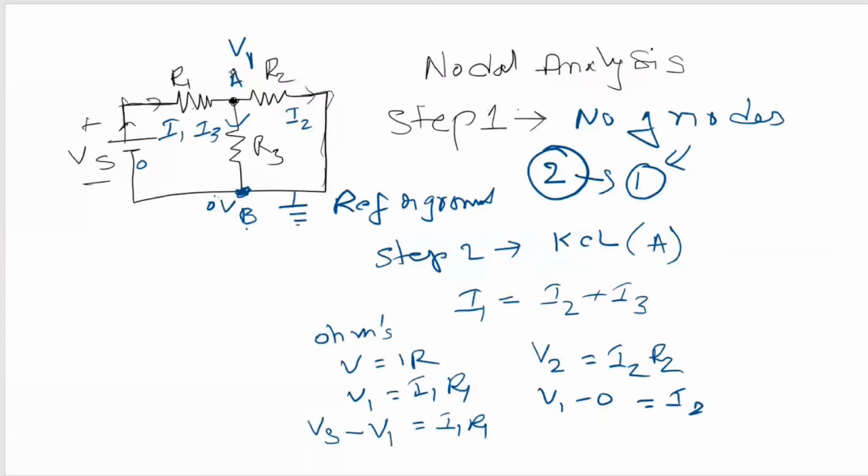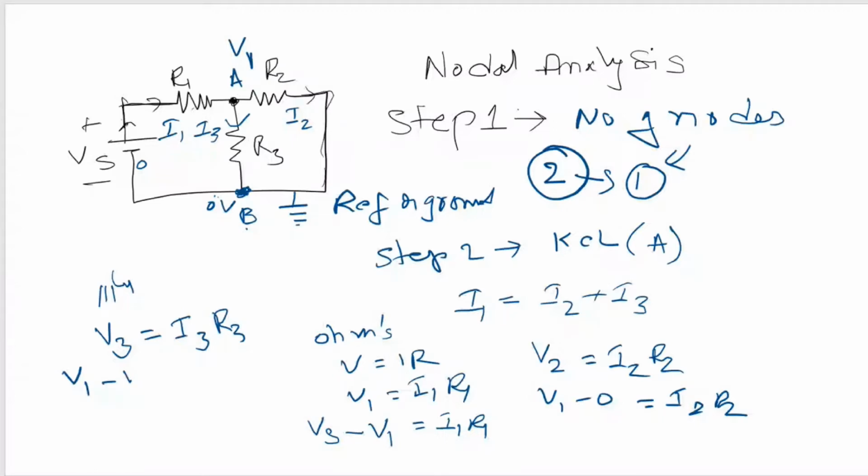Similarly, across the resistance R3, suppose V3 is the drop. So V3 is equal to I3 into R3. The potential difference is V1 minus 0, because I am assuming the voltage at this node is V1. So V1 minus 0 is equal to I3 into R3.